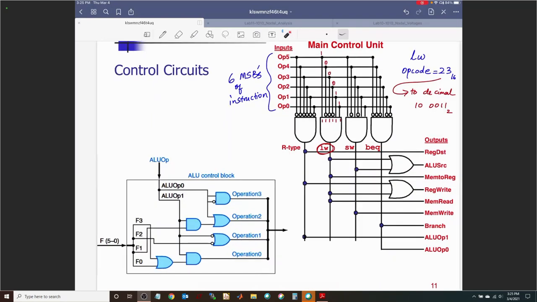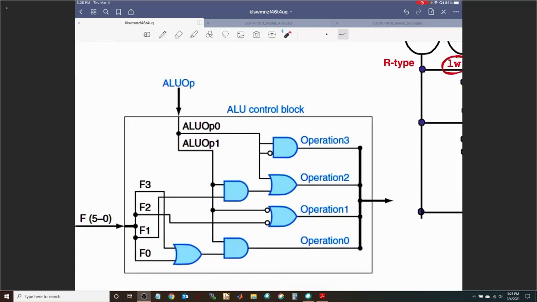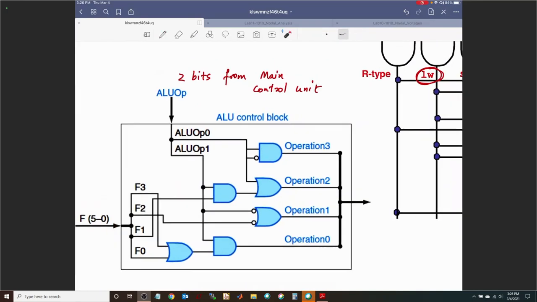Now let's turn our attention to ALU control block. So this is the ALU control unit. Has two inputs. ALU op, those are the 2 bits coming from main control. And there are 6 least significant bits from the instruction itself. 6 bits, least significant bits from instruction.